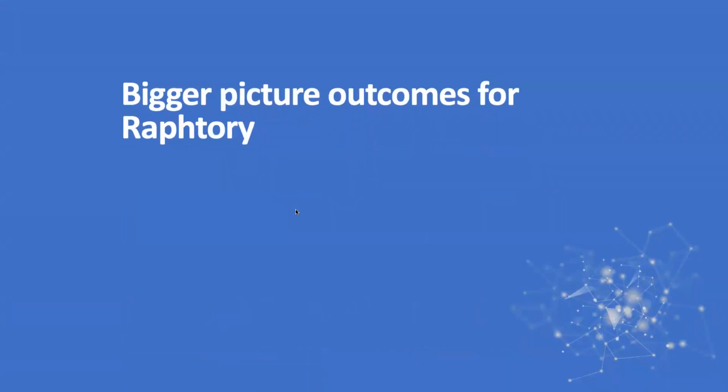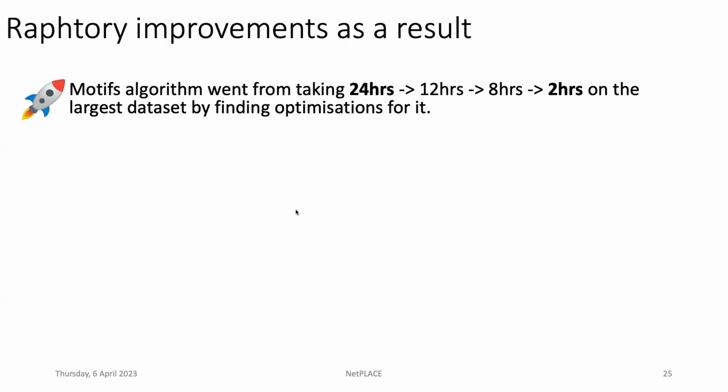So just a final couple of slides on what the bigger picture outcomes were for this experience, as well as the Motifs algorithm. The Motifs algorithm itself went from the first time I ran it taking 24 hours. That came down to 12 hours after spotting one thing, then making a different optimization brought it down to 8 hours, and then finally down to 2 hours. And I'm still hopeful to get it slightly faster than that at some point in the future.